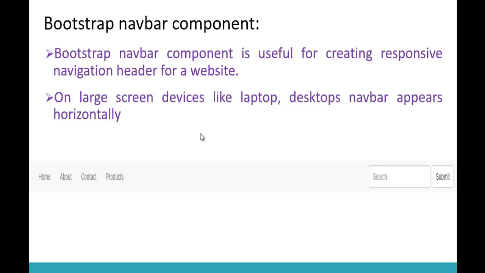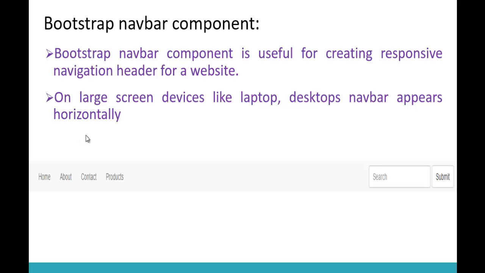On large screen devices like laptops and desktops, the navigation bar appears horizontally as shown below. You can observe here, this is a navbar. I'm having 4 items in it: home, about, contact and products, and also a submit form.